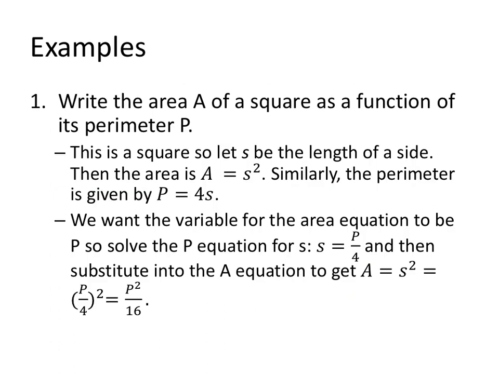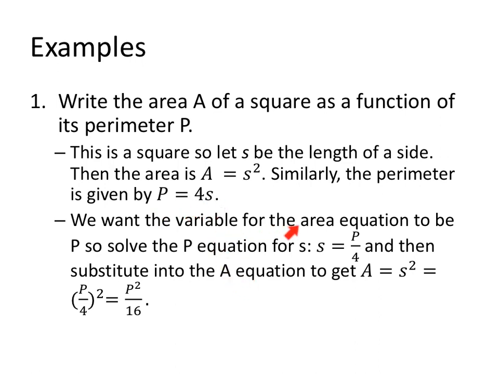Let's take a look at translating words into math. Write the area A of a square as a function of its perimeter. So area as a function of perimeter. So I want perimeter to be input and area to be output. Now it's a square, so we're going to let S be the length of a side of the square. The area is S squared, and the perimeter is 4 times S.